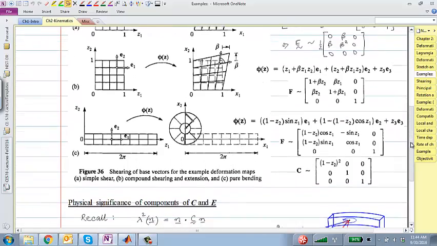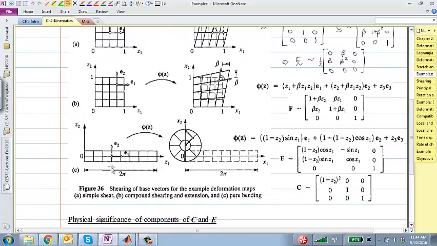And with the code that I've given you, you can actually plot some of these tensor fields. Another very interesting example is that of pure bending. What is pure bending, by the way?